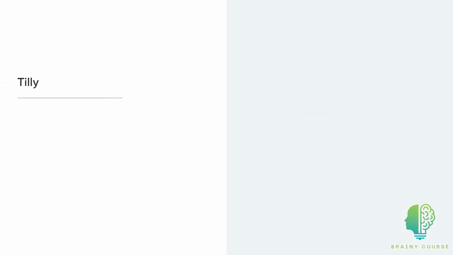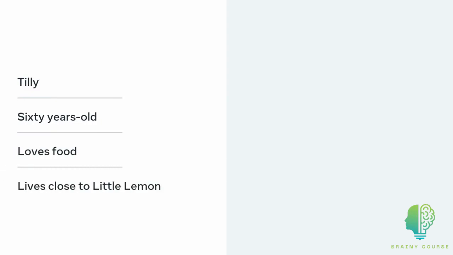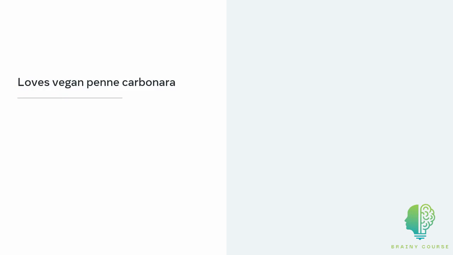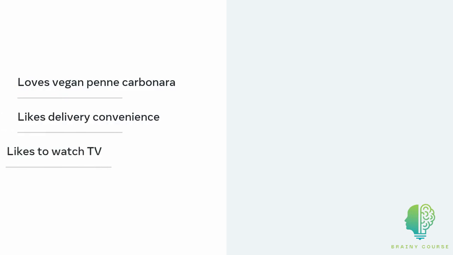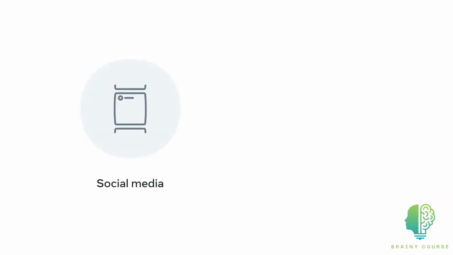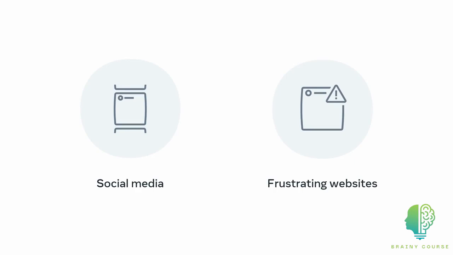Her name is Tilly. She is 60 years old and loves food. She lives close to the Little Lemon restaurant. She loves their vegan penne carbonara. She likes the convenience of ordering food for delivery so she can enjoy it at home while watching her favorite TV shows and movies. She orders for delivery from her phone. Tilly likes things that work. She doesn't mind spending extra money on a product that she knows will work. She's on social media to keep in touch with friends and family, but still finds some websites and apps very frustrating to use. Let's check Tilly's persona.